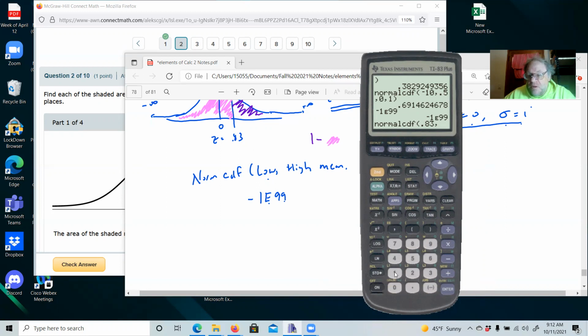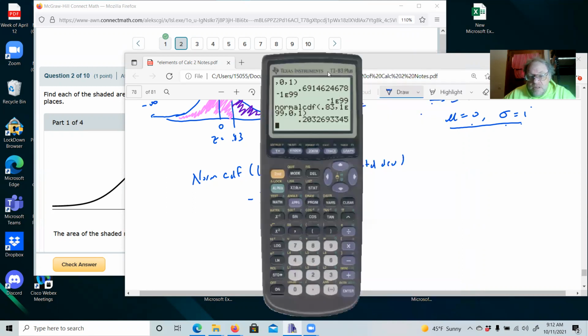Well, you could type in 1 EE to the 99. It's like one of the biggest numbers you can have on your calculator. It's a really big number compared to the mean 0.83. That's just going to tell us what this value is right here. It's going to take this area because we started from the low here and we're going all the way up. Then mean and standard deviation. Enter, and there we are.